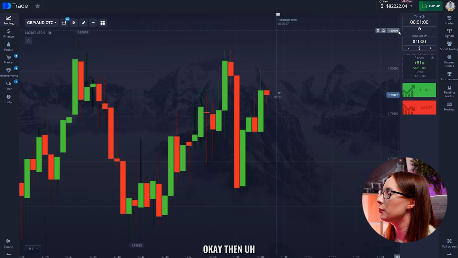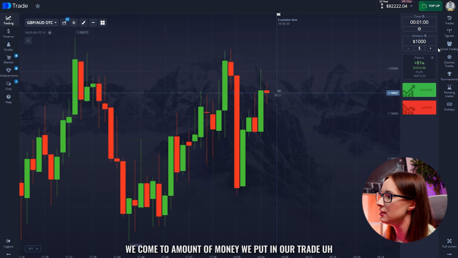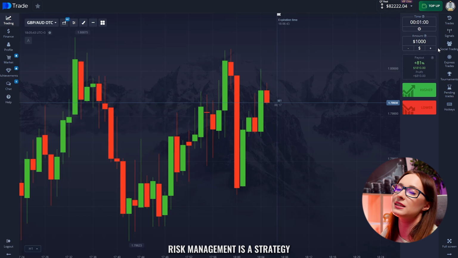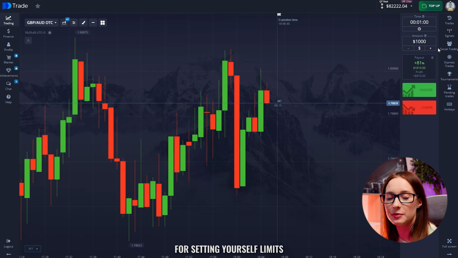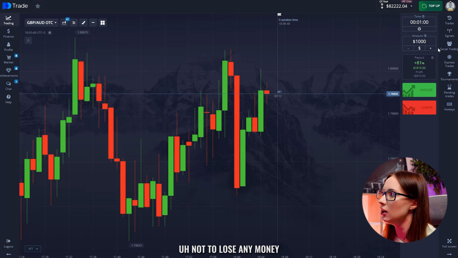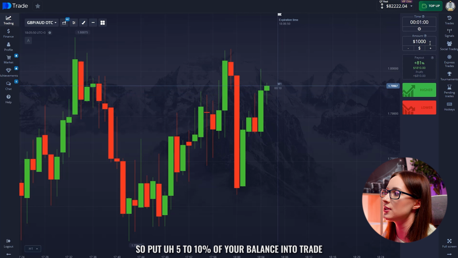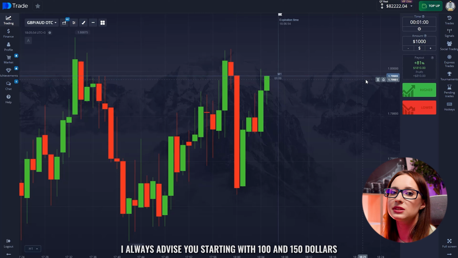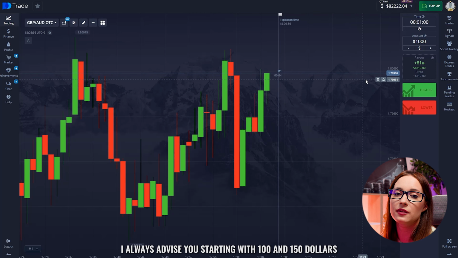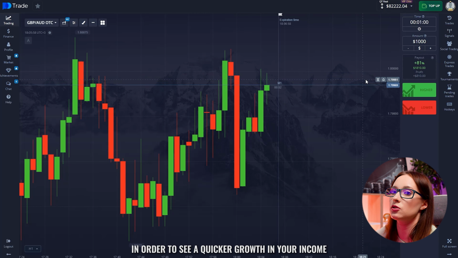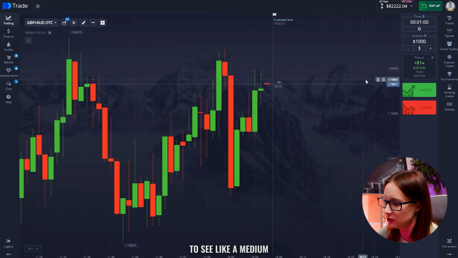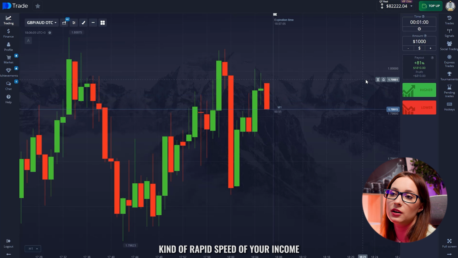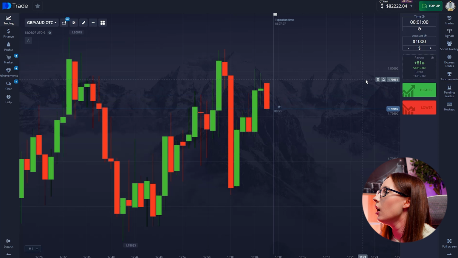Okay, then we come to the amount of money we put in our trade. Remember to stick to the rules of risk management. Risk management is a strategy for setting yourself limits so as not to lose any money. So put 5 to 10% of your balance into a trade. But of course, I always advise you to start with $100 to $150 in order to see quicker growth in your income, a medium, kind of rapid speed of income.